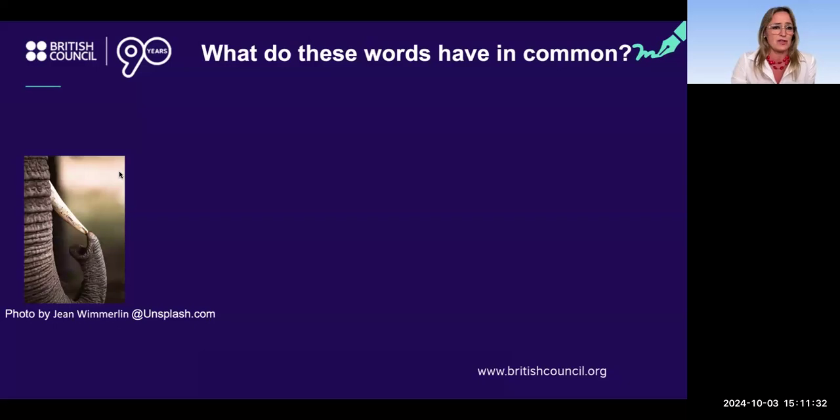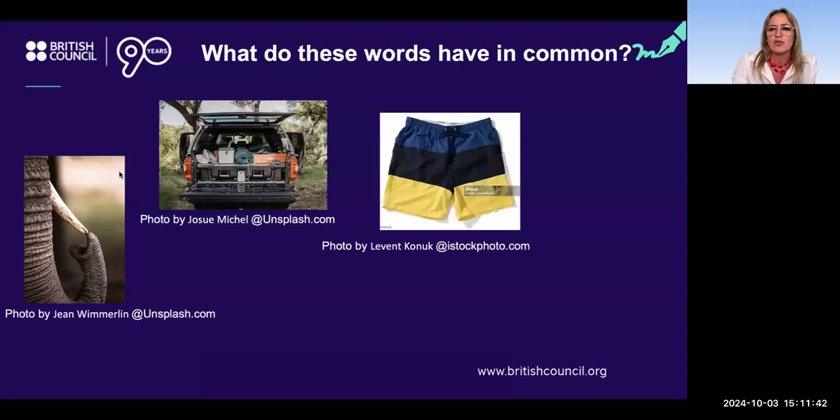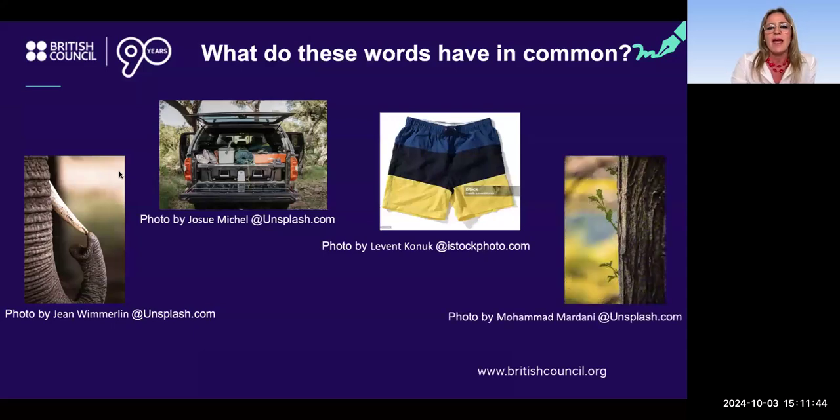So this is an elephant trunk. I hope it is clear. The trunk of a car or boot, depending on the term you prefer, swimming trunks, and a tree trunk. So what do you think these words have in common? If we had to find one common denominator or an image that can summarize all the different meanings.